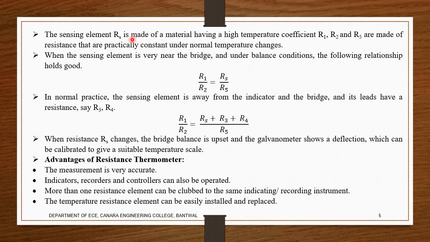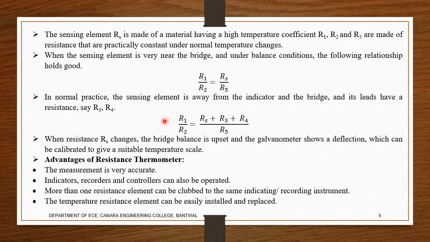So usually RS is made up of material which has a high temperature coefficient, and R1, R2, R5 are made up of resistances that are practically constant under normal temperature. Normal temperature is like room temperature, around 25 degrees Celsius, we say. When the sensing element is very near the bridge and under balanced condition, the following relationship holds good: R1 by R2 is equal to RS by R5. So at that time, R1 by R2 is equal to RS by R5, which is like the constant.